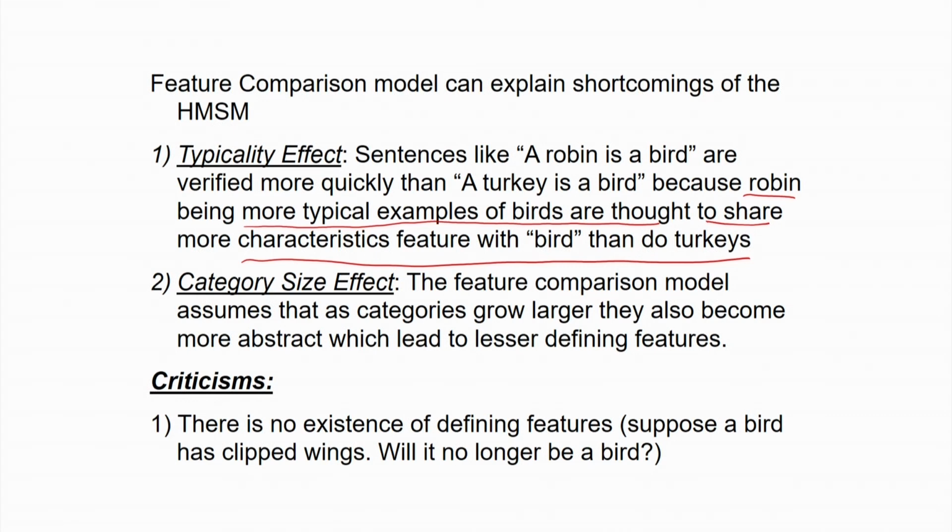Now, what is the criticism of this theory? The criticism is that there is no clear existence of defining features. What is a defining feature? Nobody knows. Suppose a bird has clipped wings, will it still be called a bird? So, what could be called a defining feature is not very forthcoming here.